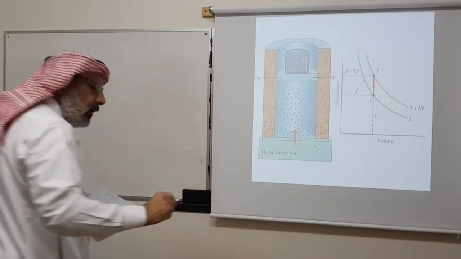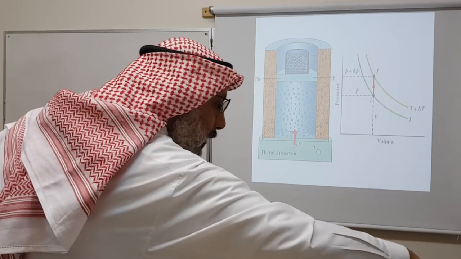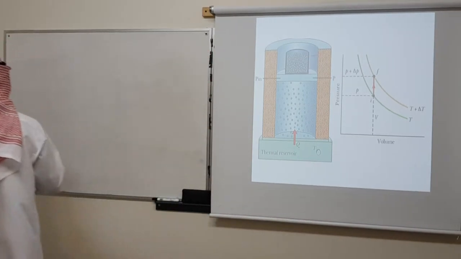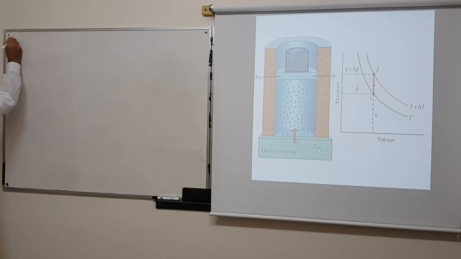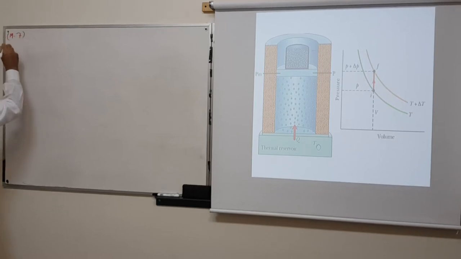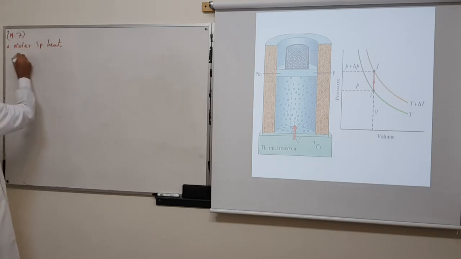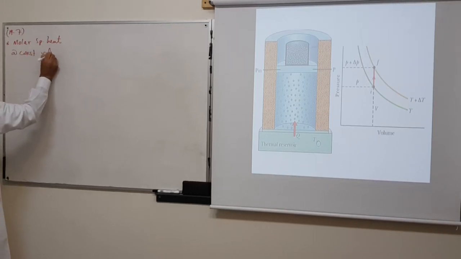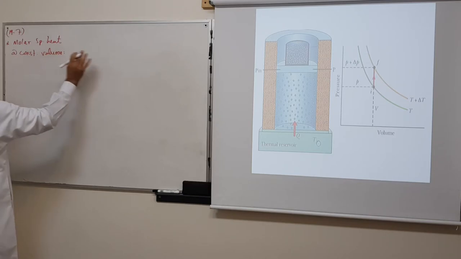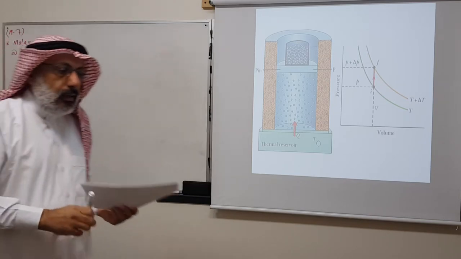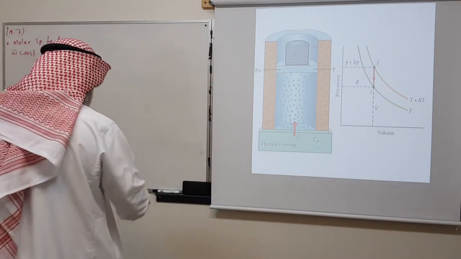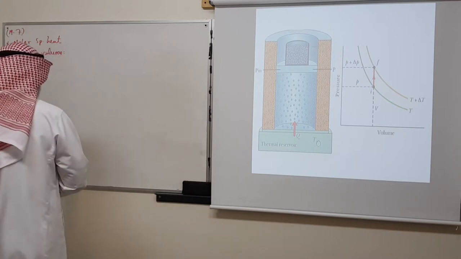Okay, so like we said, we are in section 19.7. And today we will start with the molar specific heat at constant volume. We described the process. Now let's do the calculations.